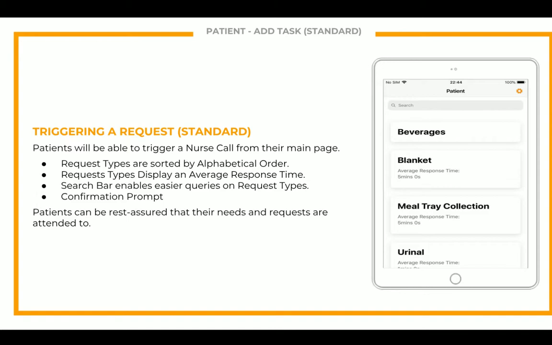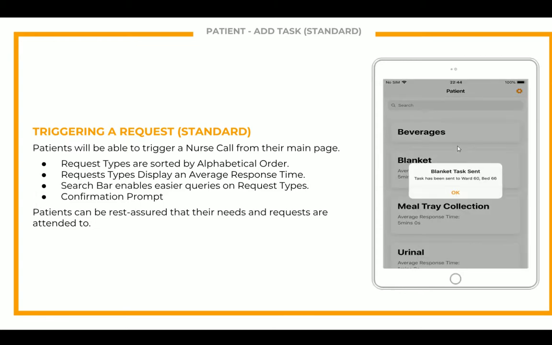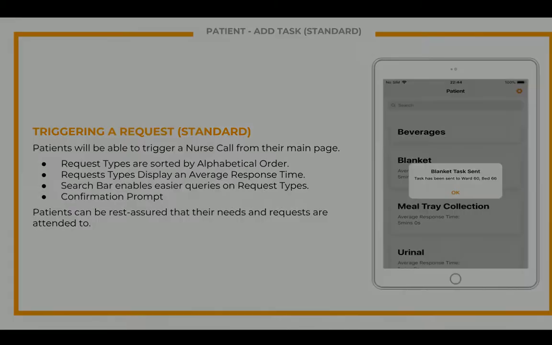Alright, so how do patients trigger a nurse call? For this, it will be a standard one without the voice. The patient will be able to trigger a nurse call from the main page. Request types are sorted, and they'll be able to search. So for example, I send a blanket task. The task will be sent straight away to ward 60 and bed 60. A request will be created and sent to the correct personnel for them to attend to.